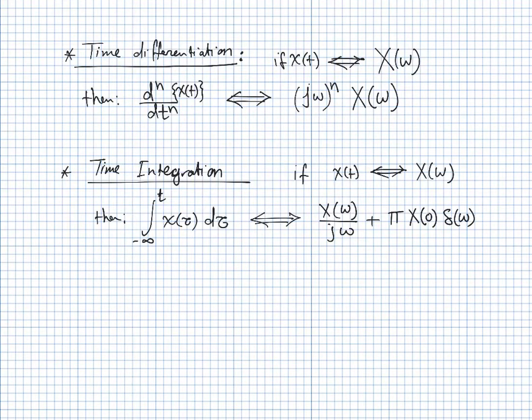So basically, added to the regular Fourier transform divided by j omega, you have an impulse at 0 in frequency domain, which is scaled by the value of the signal at 0 multiplied by pi. The value of the Fourier transform at 0 frequency multiplied by pi.